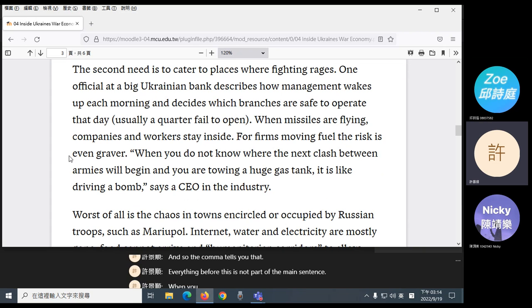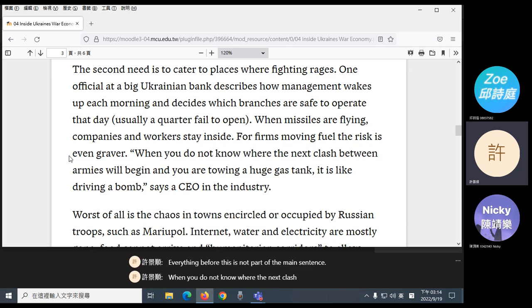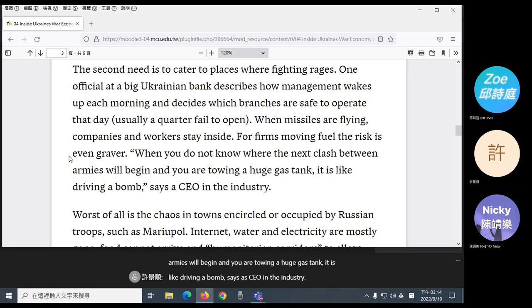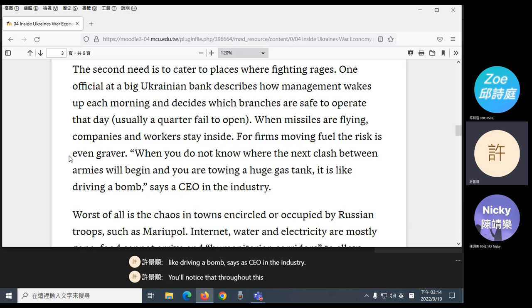When you do not know where the next clash between armies will begin and you are towing a huge gas tank, it is like driving a bomb, says a CEO in the industry. You'll notice that throughout this piece, everybody is either a leader or a CEO or some kind of big official. We don't really have interviews with low-level workers, ordinary people. And this is kind of strange because this piece is about ordinary people.